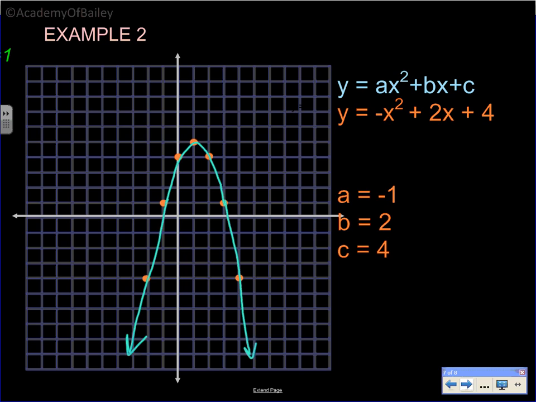And let's look here. What is the axis of symmetry? The axis of symmetry is a vertical line that crosses through the vertex so that it creates a mirror image on both sides. So there's the axis of symmetry. The equation is x equals 1. So it's a vertical line that's going to cross the x-axis at 1.